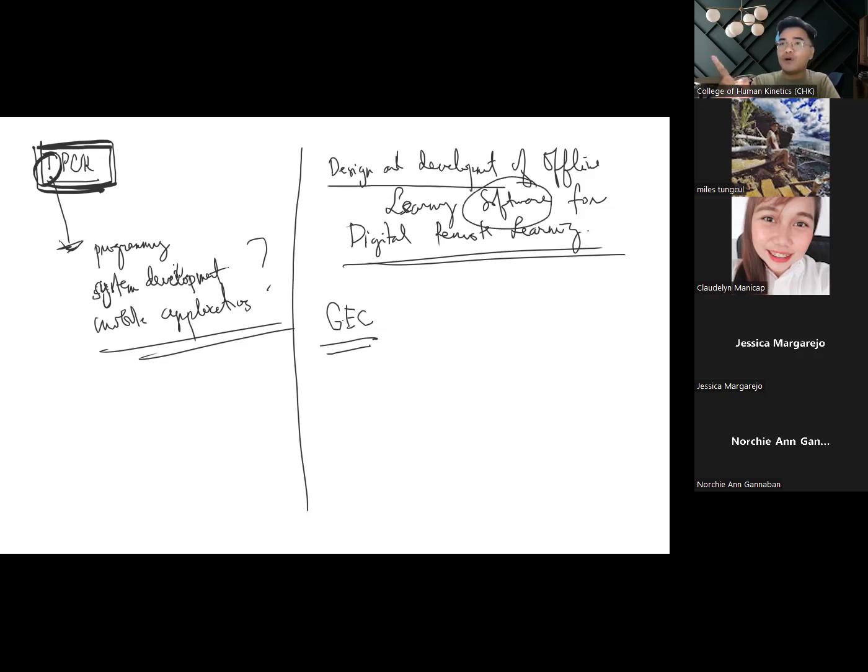However, this is talking about design and development of a software. But I don't know how to make a software. Okay? So I need to source out human resources from the College of Information and Computing Sciences in order to make this happen. Okay? So, however, you cannot just make a mobile application and say, ito na yung gawa namin.